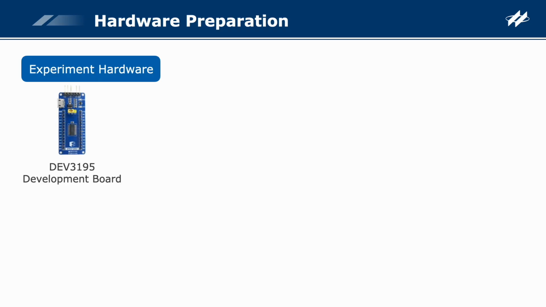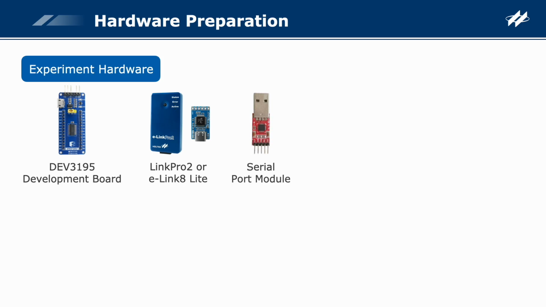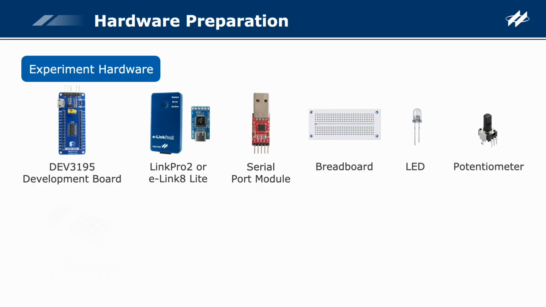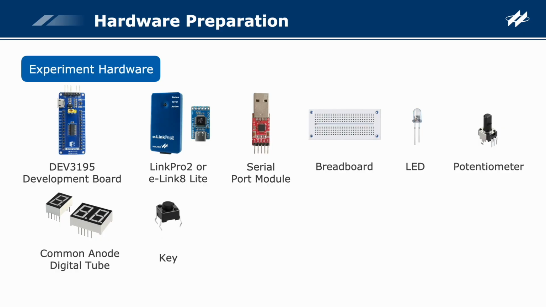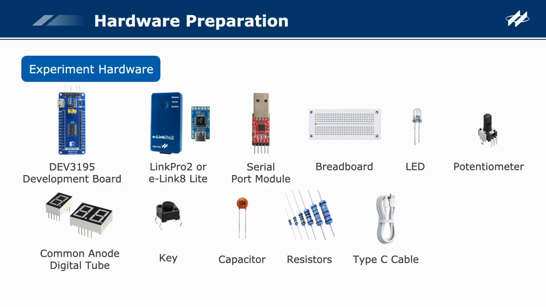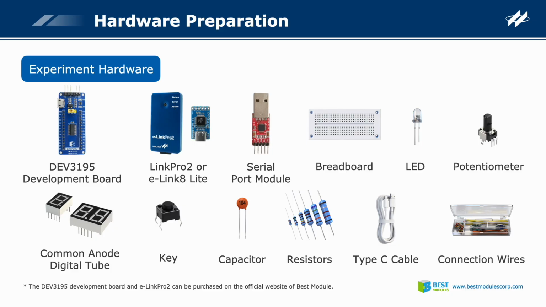It includes DEV3195 development board, emulator, serial port module, breadboard, LED, potentiometer, common anode digital tube, key, capacitor, resistors, Type-C cable, connection wires, and other components. The DEV3195 development board and emulator can be purchased on the official website of BEST module, while other components should be procured separately. Other hardware specifications should be prepared independently according to the instructions provided for each experiment.